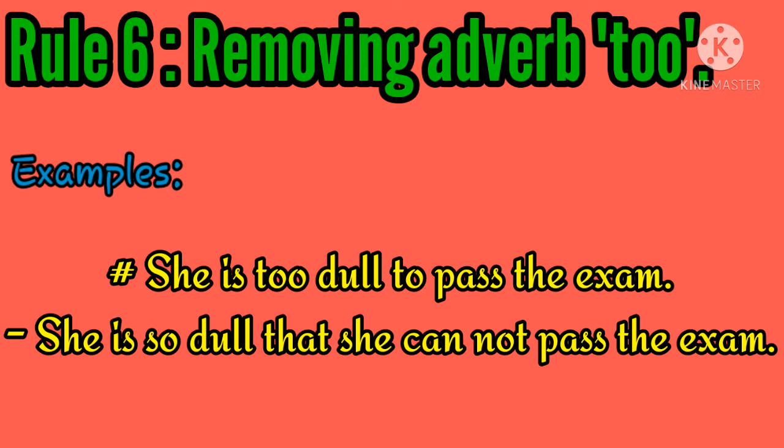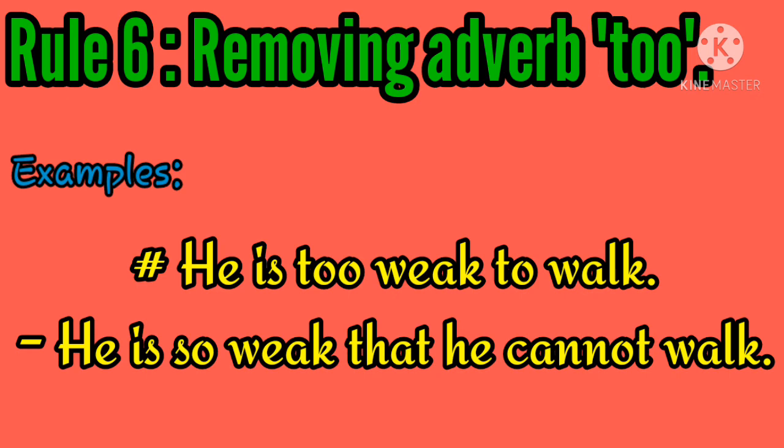So, keep the first subject and then verb she is. After that, removing to, we have to use here so, so. After that, dull, then we have to put here that. After that, again the subject of this sentence she, then the sentence is affirmative, so we have to make it into negative, so put the cannot, and after that pass the exam remaining sentence. Sentence becomes she is so dull that she cannot pass the exam. Next example, he is too weak to walk. The answer is he is so weak that he cannot walk.